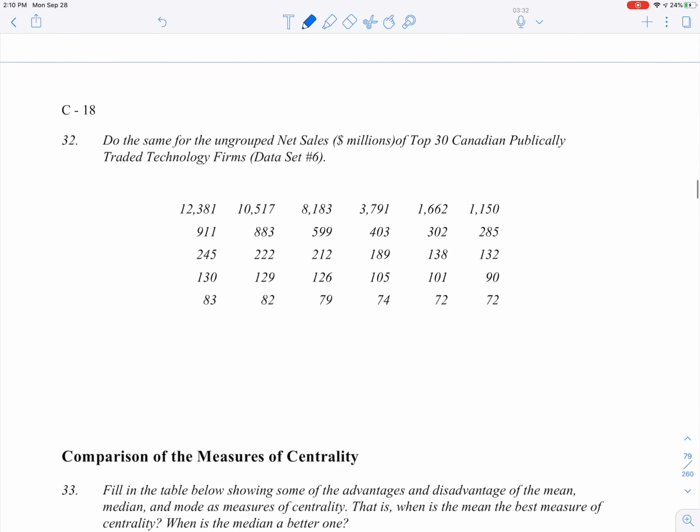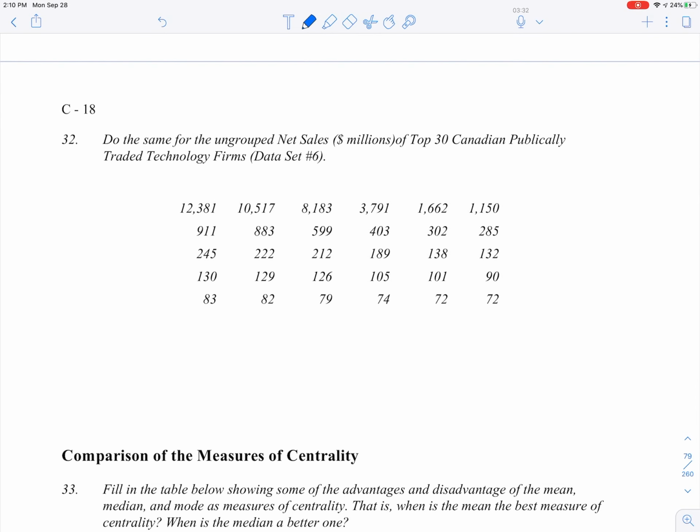So I'm going to leave you with a couple of problems for homework, number 32. We'll have to use the ungrouped sales. We didn't group these guys, so take a look earlier on in the unit and find out what the mean was and the median, and then what the measure of skewness is.